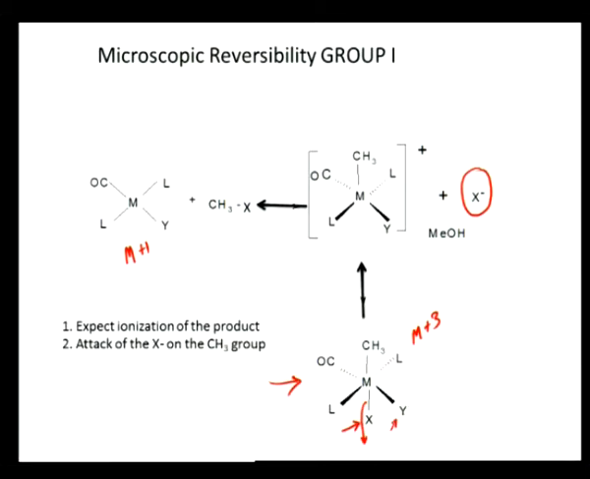So, let us take the next step. Now, X minus has to make an attack on CH3 in an SN2 type of fashion, and if it does that, CH3X will be formed and the original complex will be released. This is what is dictated by microscopic reversibility. So, you expect ionization of the product, and in the second step you expect attack of X on the CH3 group.